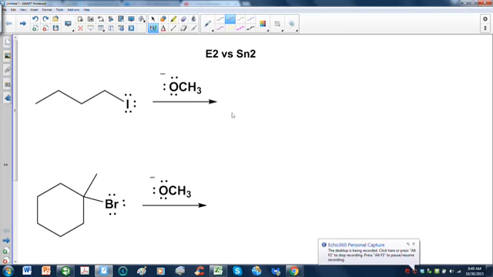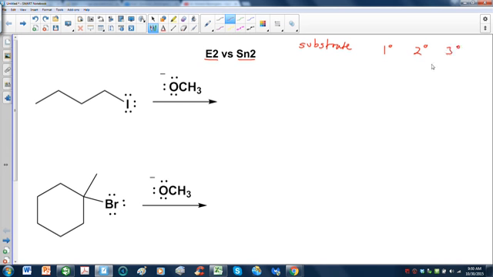Alright, so here we're going to follow on from the last video that described the E2 reaction and see if we can understand how to tell between when we see the two mechanisms of E2 or Sn2. And there's several things we want to use to be able to figure that out. The most important is the identity of the substrate. In other words, whether it's primary, secondary, or tertiary.